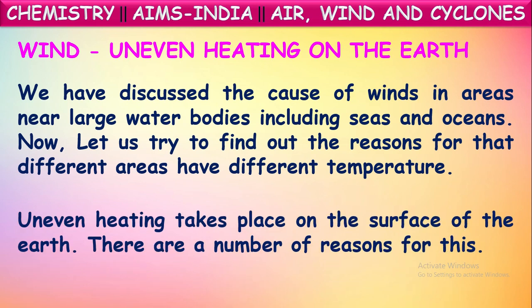Uneven heating takes place on the surface of the earth. There are a number of reasons for this, isn't it? At certain places heat will be more, and in certain places the temperature will be very low. So for this there are different reasons. Let us try to understand the reasons for the differences in temperature at different places.